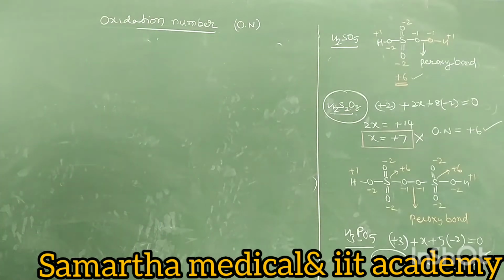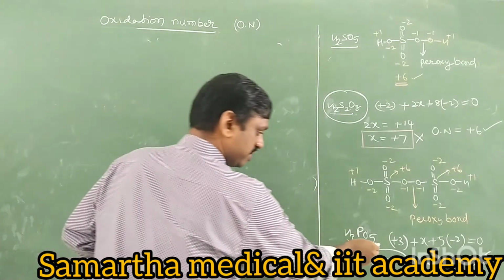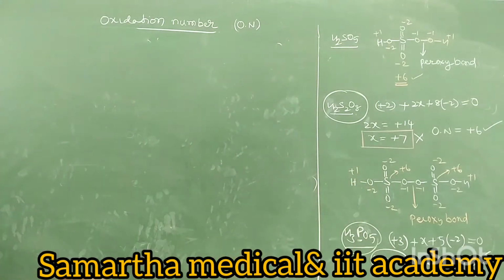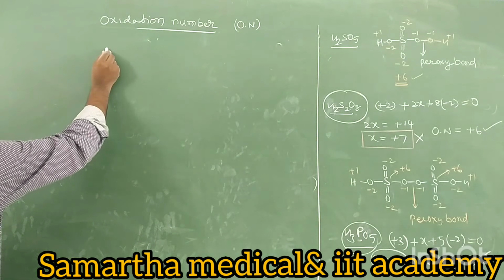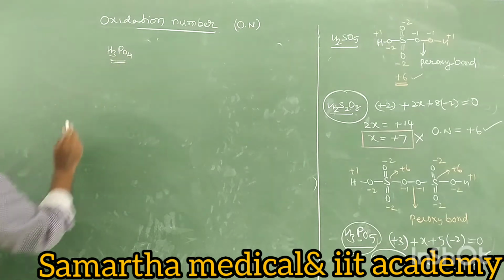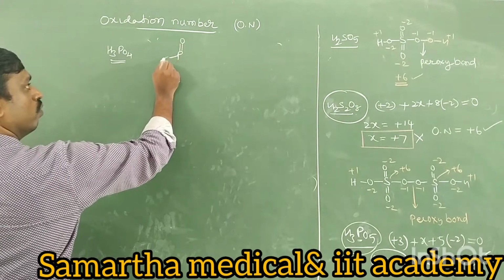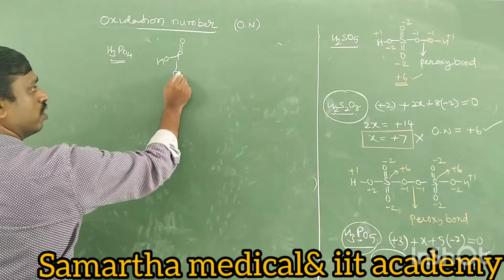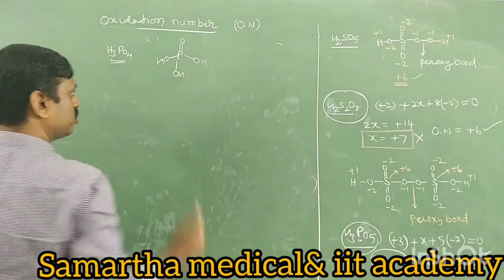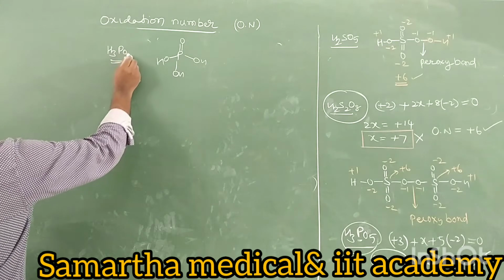Then what is the structure of the molecule? To write the structure of this molecule, you should know the structure of phosphoric acid. Do you know what is the structure of phosphoric acid? H3PO4. Its structure is P double bond O, OH, one more OH, one more OH. Then we want H3PO5.